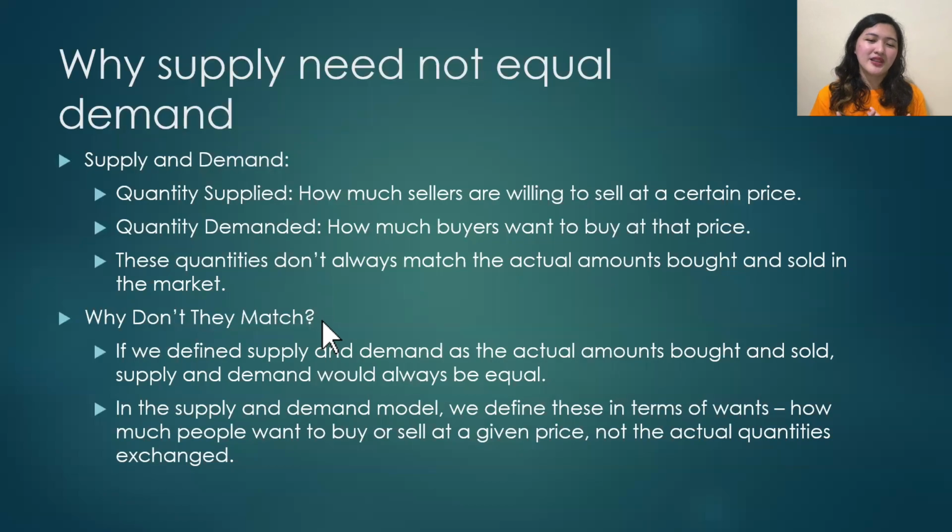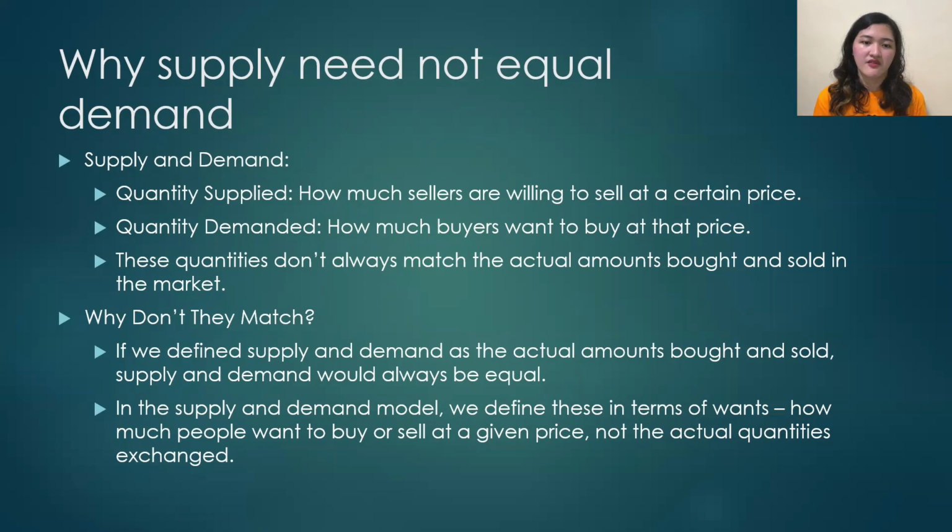We could have defined supply and demand differently. If we define quantity supplied as the actual amount firms sell and quantity demanded as the actual amount consumers buy, then yes, supply would always equal demand in every market. But in the supply and demand model, we define this in terms of wants: how much people want to buy and sell at a certain price, not the actual quantities that get exchanged. This is important because many people get confused and think that supply and demand must always equal each other.